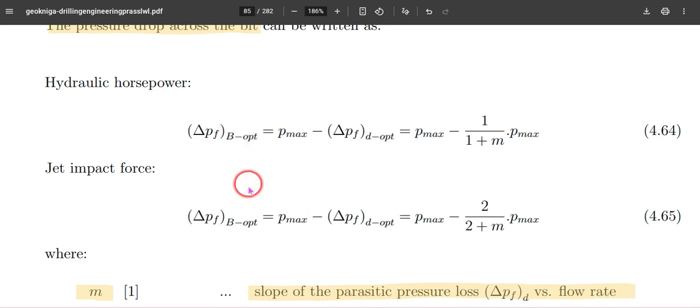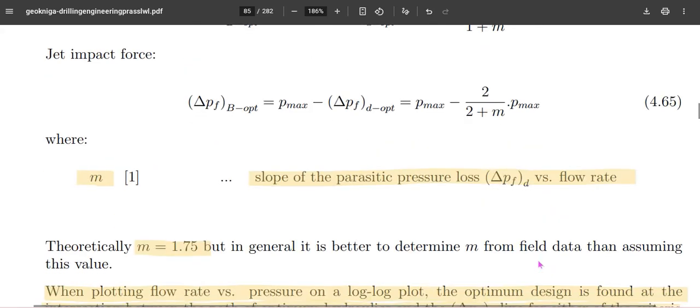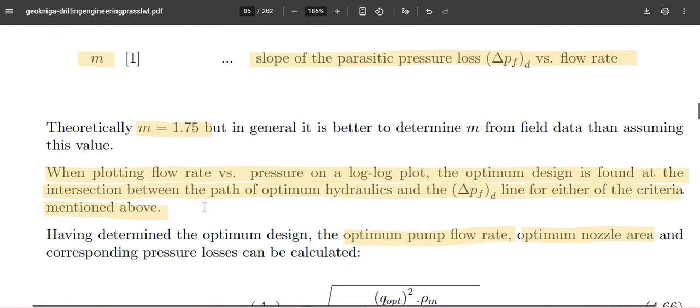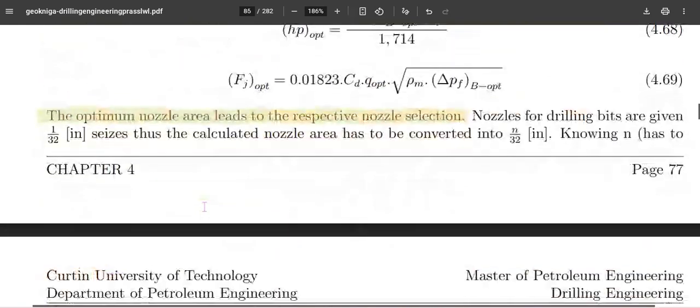So there are two empirical formulae, either based on the hydraulic horsepower or based on the jet impact force. For the one based on the hydraulic horsepower, it has some empirical correlation called m, in 4.6. And if it has to be computed based on the jet impact force, then the empirical correlation is in 4.65. So m is again an empirical constant. Usually for the industry standard it's around 1.75, but it can also be computed through a flow chart.